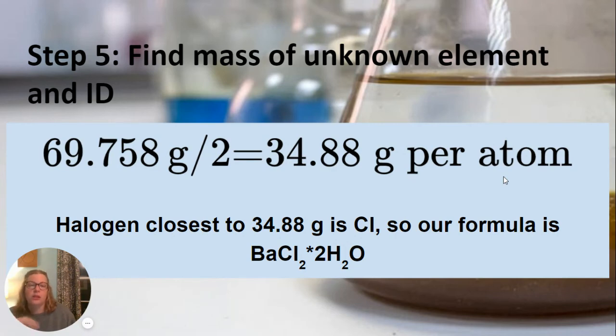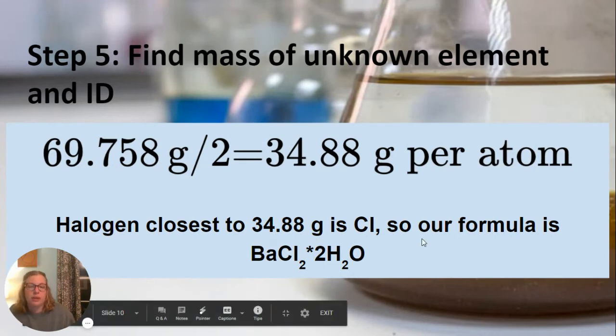Now, because in my formula there were two of those halides, I know that each of them weighs about 34.88 grams or 35-ish. They're the same element, so my two things each weigh about 35 grams. And if I look on my periodic table at my halogens, the one that weighs about 35 grams is chlorine. So it's give or take, a half a gram here or there, but in general, it's the closest to chlorine. So what that tells me is that my chemical formula here is going to be barium chloride.